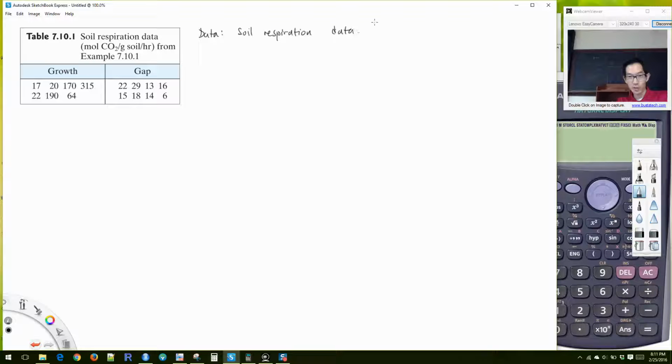So apparently we went to the forest and we looked at soil, and we had some kind of device that measures how much carbon dioxide is given off by the soil or something.